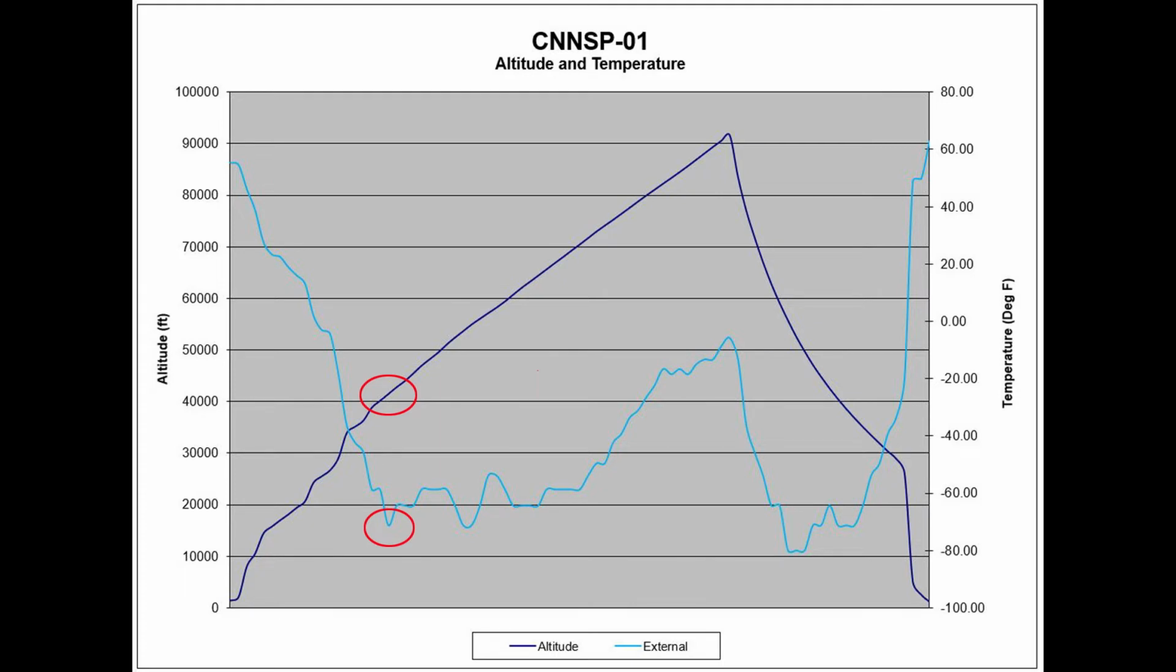Let's take a quick look at some of the data from that first flight. This is the chart showing the altitude and the temperature. If you look at the two spots that I have marked with red circles, you'll notice that the temperature, the light blue line, was headed down, down, down, and then all of a sudden, about that point that I have marked, the temperature turns around and starts to warm back up. That's an indication that you're entering the stratosphere, and on this chart, that's about 42,000 feet.